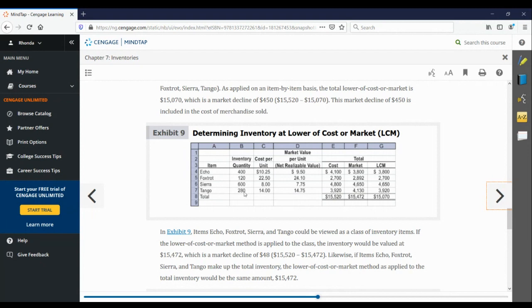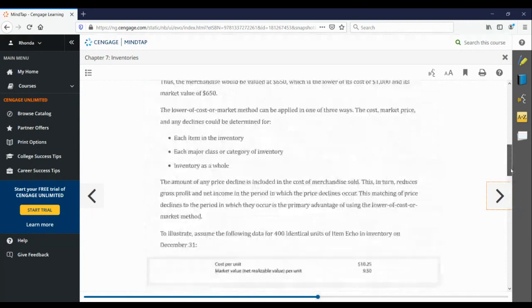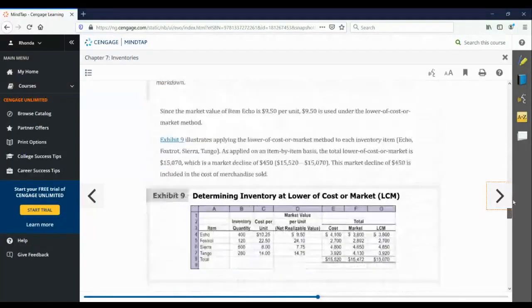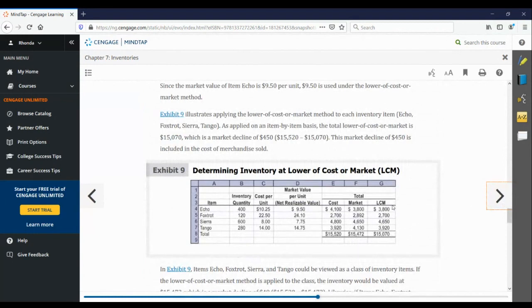For Tango, it's 280 in ending inventory times $14.75, which will give you 4,130. So you have to find the cost first and the market first. Then you're going to determine whether you're going to value each item in inventory separately. If we decide to value each item separately, then we would keep a lower of cost or market column where we are valuing each item separately.